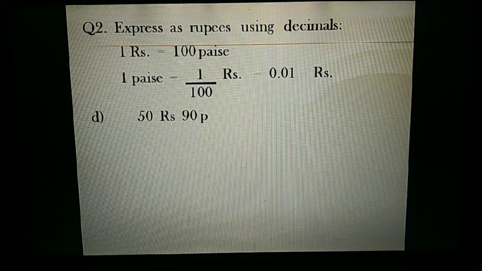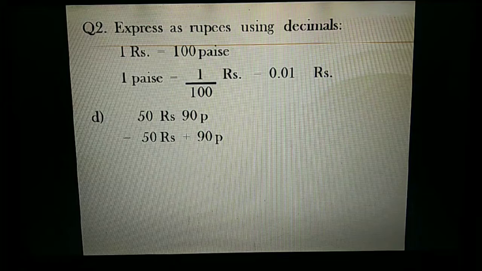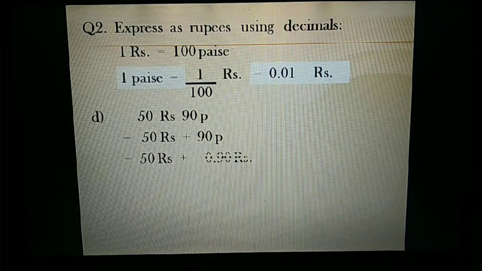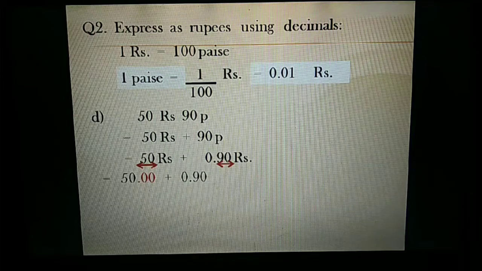Next is 50 rupees 90 paisa. First, you can write it as 50 rupees plus 90 paisa. Now, the first one is already in rupees. To convert the second one into rupees, just put a point after two digits from the right as per the formula. The first one does not have any decimal part, but the second one has two digits in the decimal part. To make them like, in the first one we will add two zeros in the decimal part and the second number stays as it is.